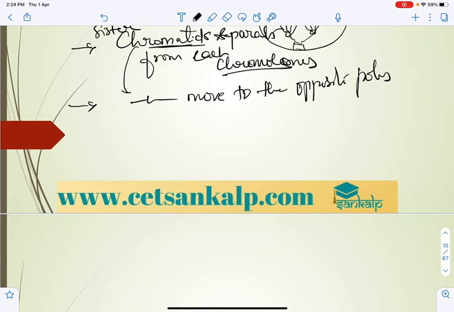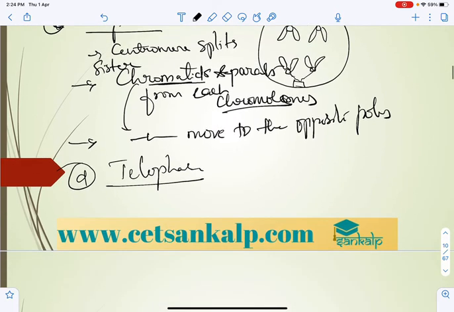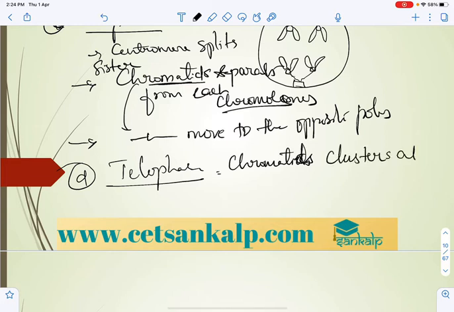And the last one here we can say is telophase. Once they start moving towards the opposite pole, they completely move. So the chromatids cluster at the opposite spindle poles.